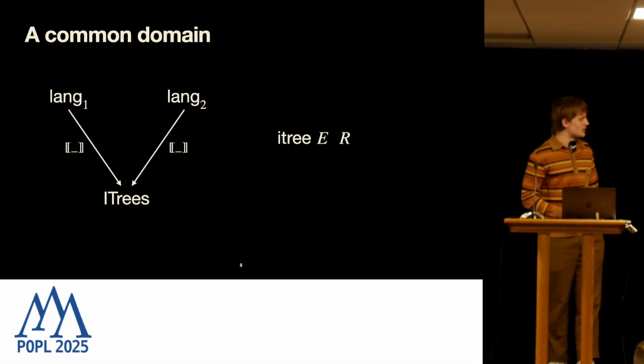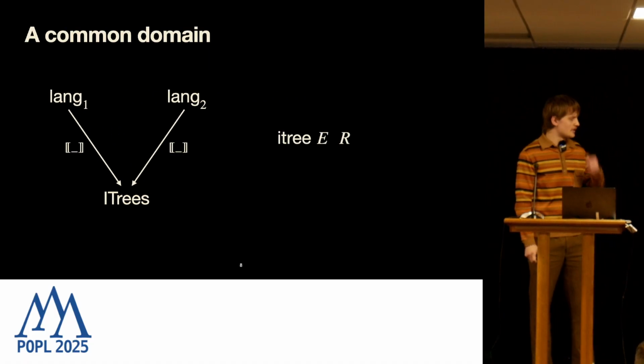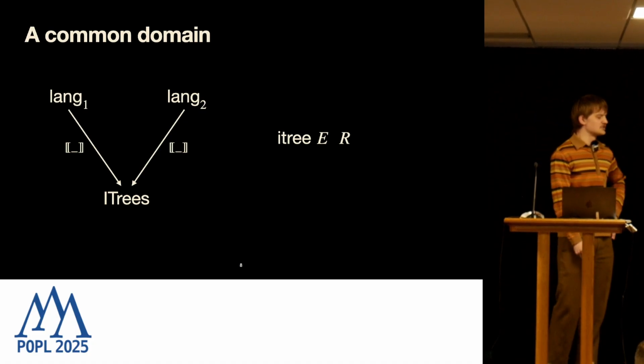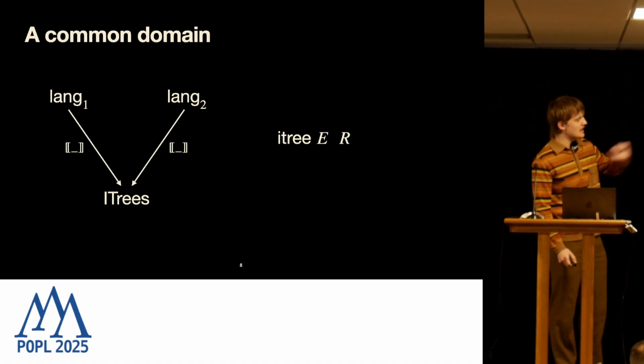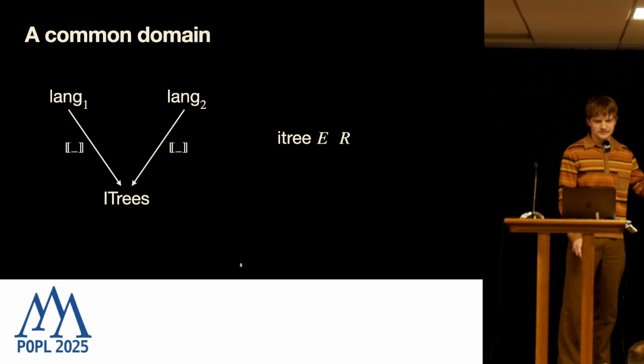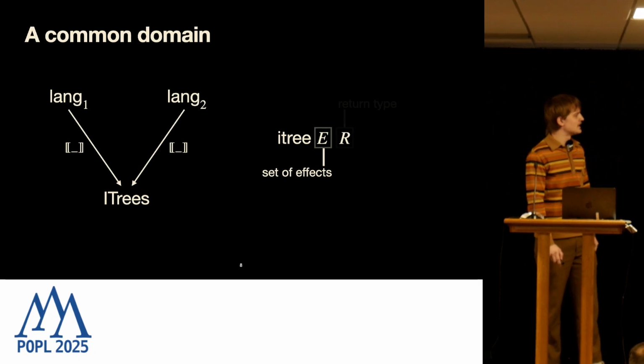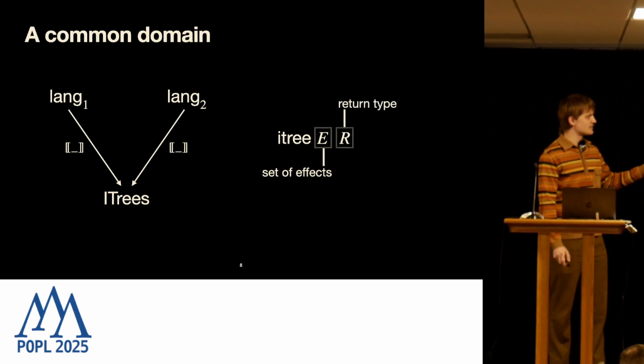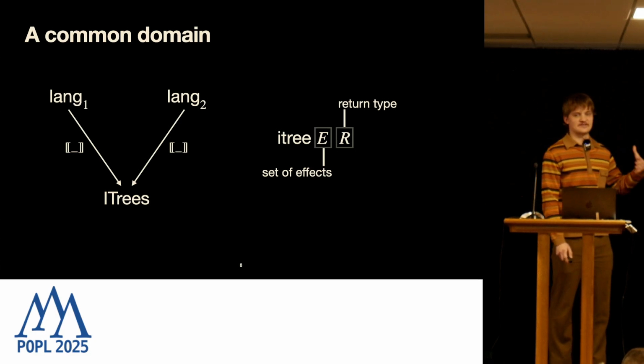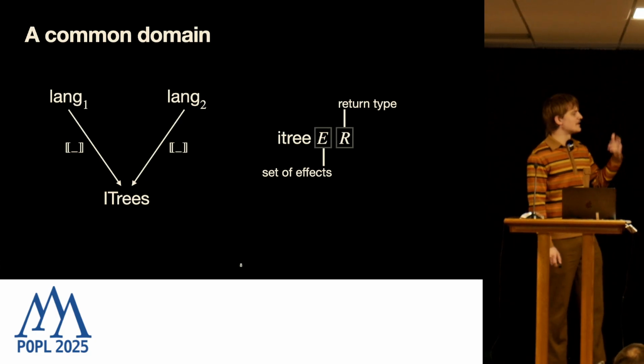Now, you don't need to know much about I-trees in order to follow this presentation, but there is one thing you do need to know, which is that it's a data type like this, ITree E R. And there are two parameters. First, there's the E, which is the set of effects that the program can exhibit. Secondly, there's the R, which is the return type. That is to say that I-trees have the capacity to return a value, and this value will be of type R.